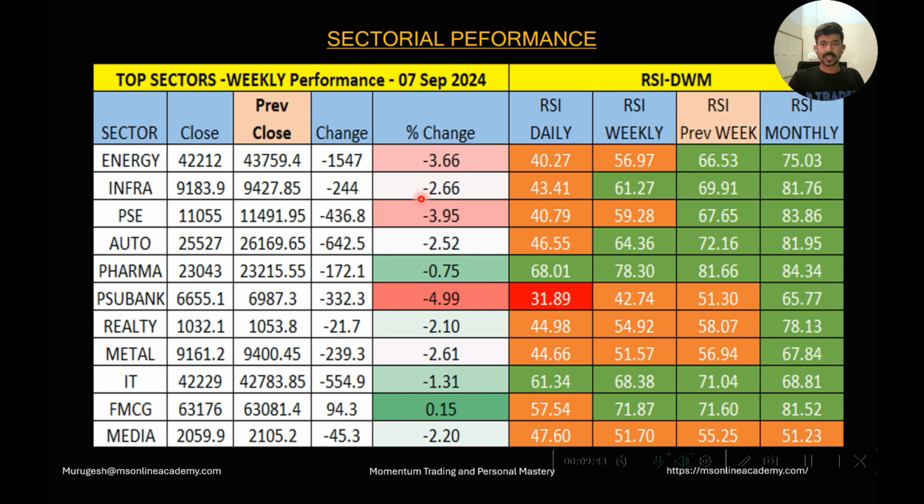Next is sectorial performance. First, we will see the statistics of that. After that, we can see the charts also. You can see PSU Bank is below 40 in daily and below 40 in weekly also. That means it is in a bearish mode where we are going to find the short positions. Similarly IT and pharma.